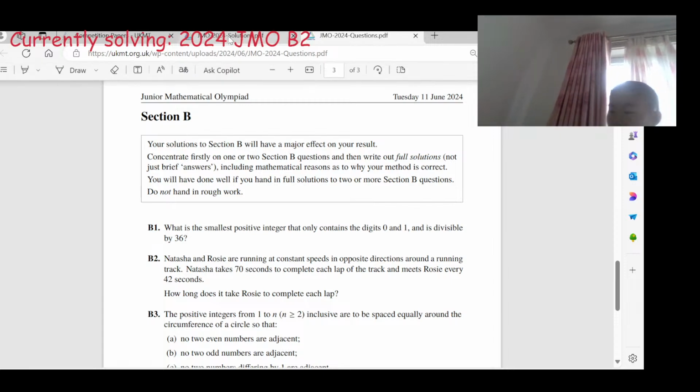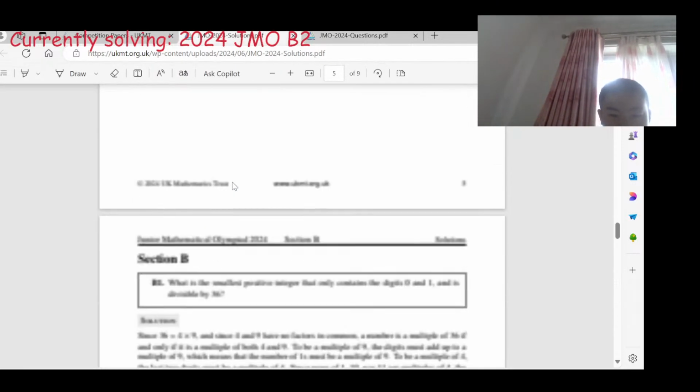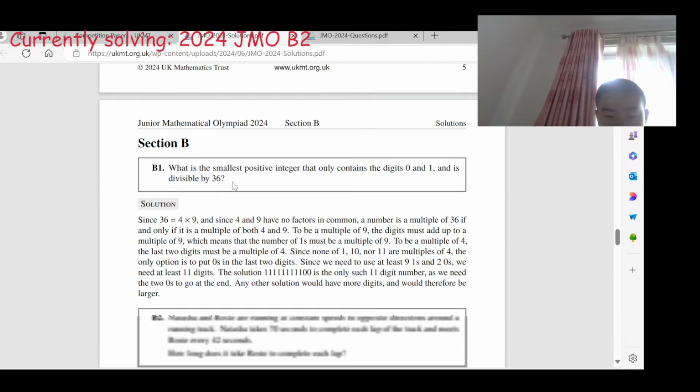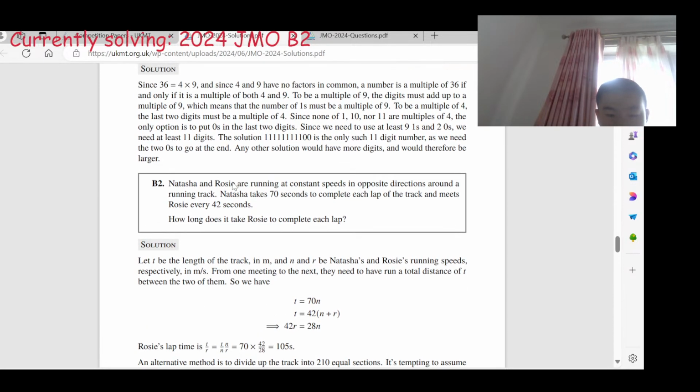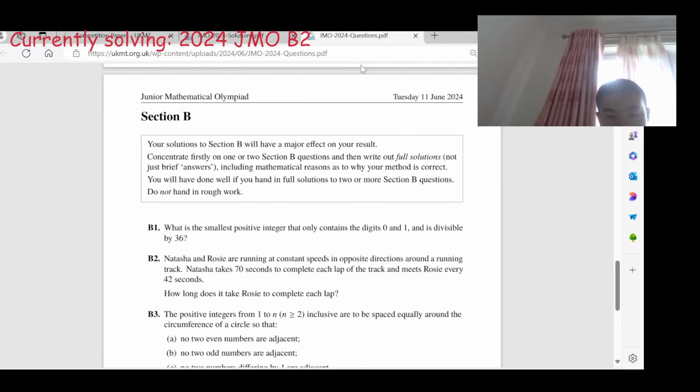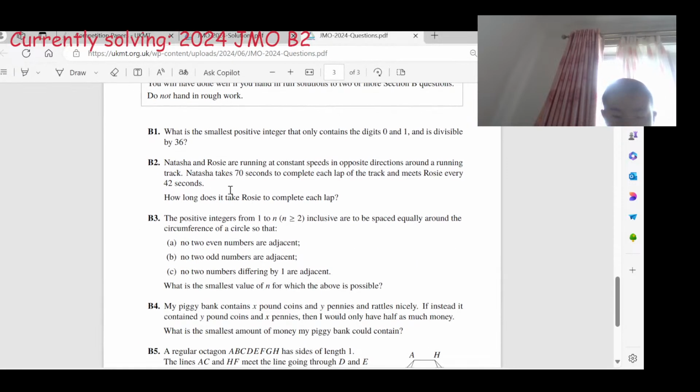I'm gonna check each one by one actually. Am I right about this? Yes. 105. Okay, that is B2 solved.